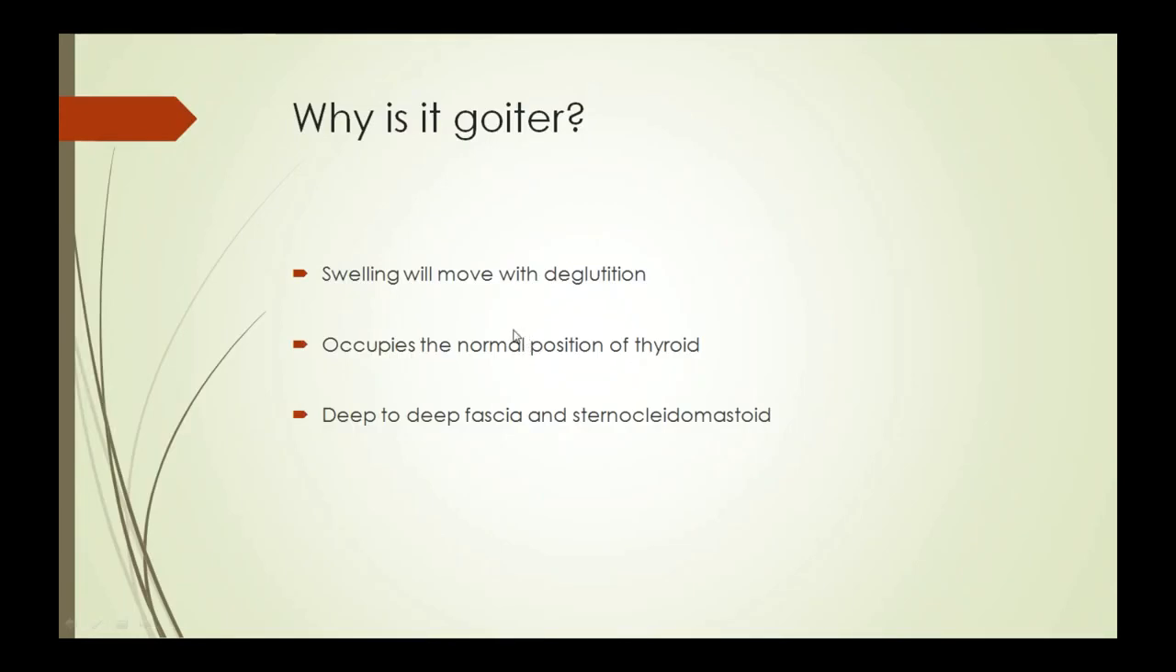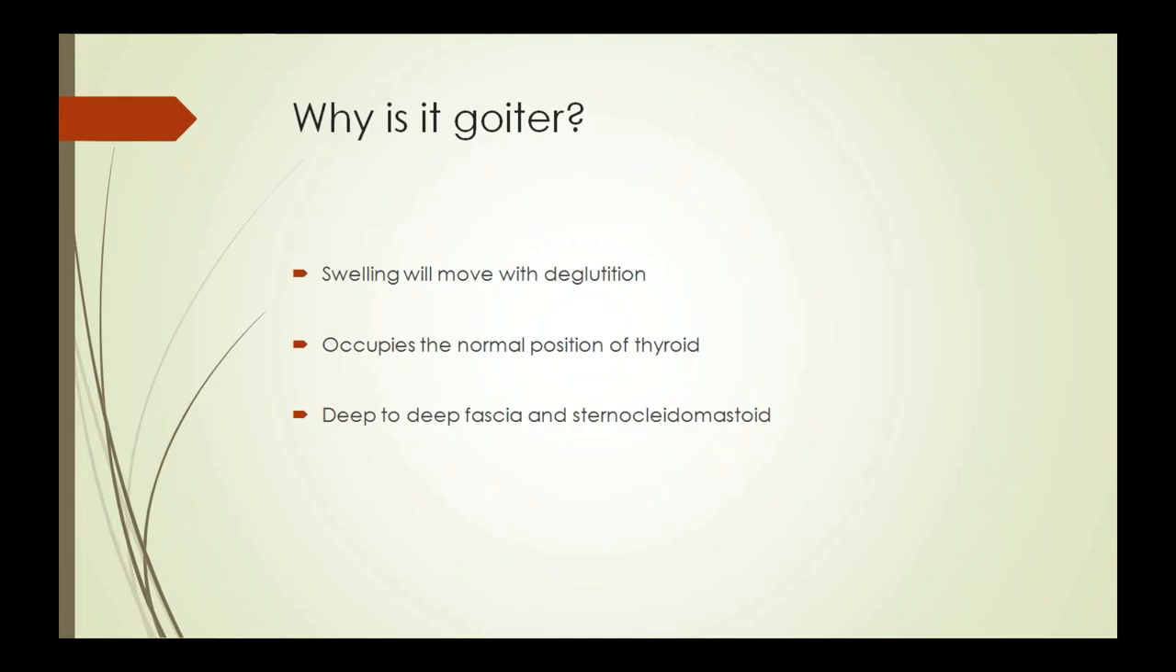The swelling moves with deglutition. You cannot see that in that picture, but it moves with deglutition. Why does it move with deglutition? You know the answer, right? The inferior constrictor muscle has two parts, the thyropharyngeus and cricopharyngeus. They are attached to the thyroid and cricoid cartilage respectively. So when the patient swallows, the muscle contracts and the thyroid and cricoid cartilage moves up.